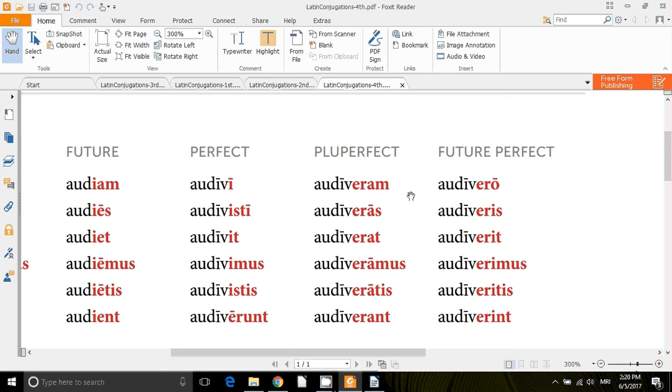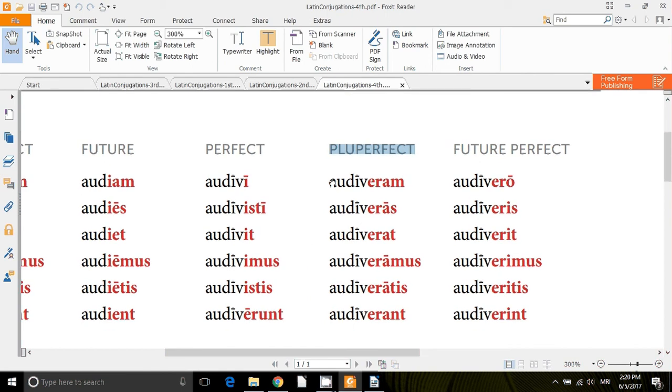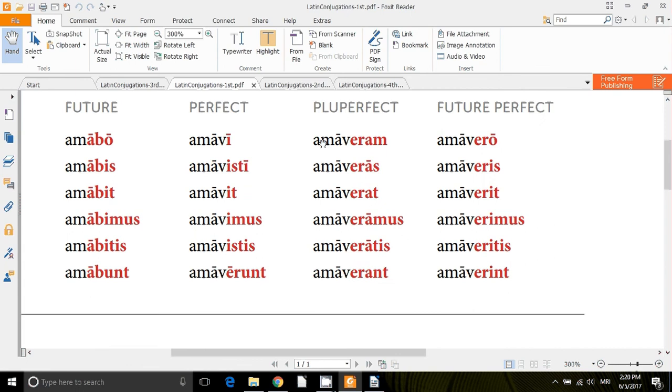The pluperfect is just the perfect stem plus the imperfect form of the verb to be: eram, eras, erat, eramus, eratis, erant. So it's going to be audiveram, audiveras, audiverat, audiveramus, audiveratis, audiverant. Likewise, in the pluperfect of the first conjugation: amaveram, amaveras, amaverat, amaveramus, amaveratis, amaverant.